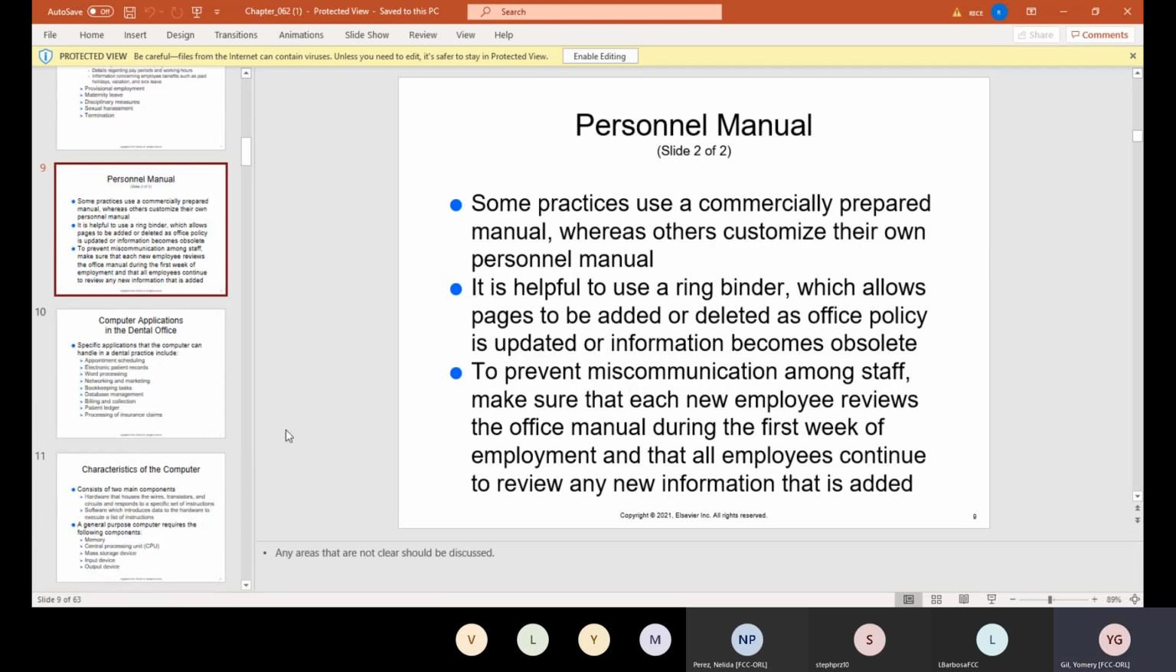So some practices use a commercially prepared manual, whereas others customize their own personal manual. It is helpful to use a ring binder, which allows pages to be added or deleted as office policy is updated or information becomes obsolete. To prevent miscommunication among staff, make sure that each new employee reviews the office manual during the first week of employment and that all employees continue to review any information that is added.